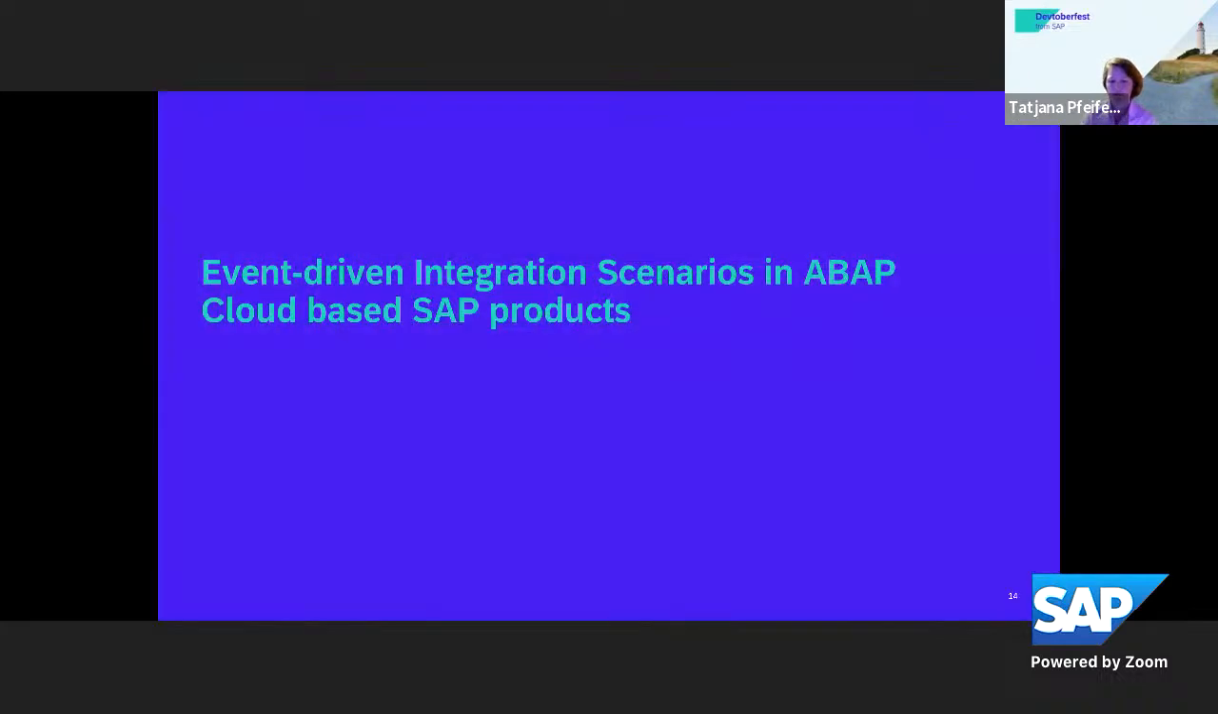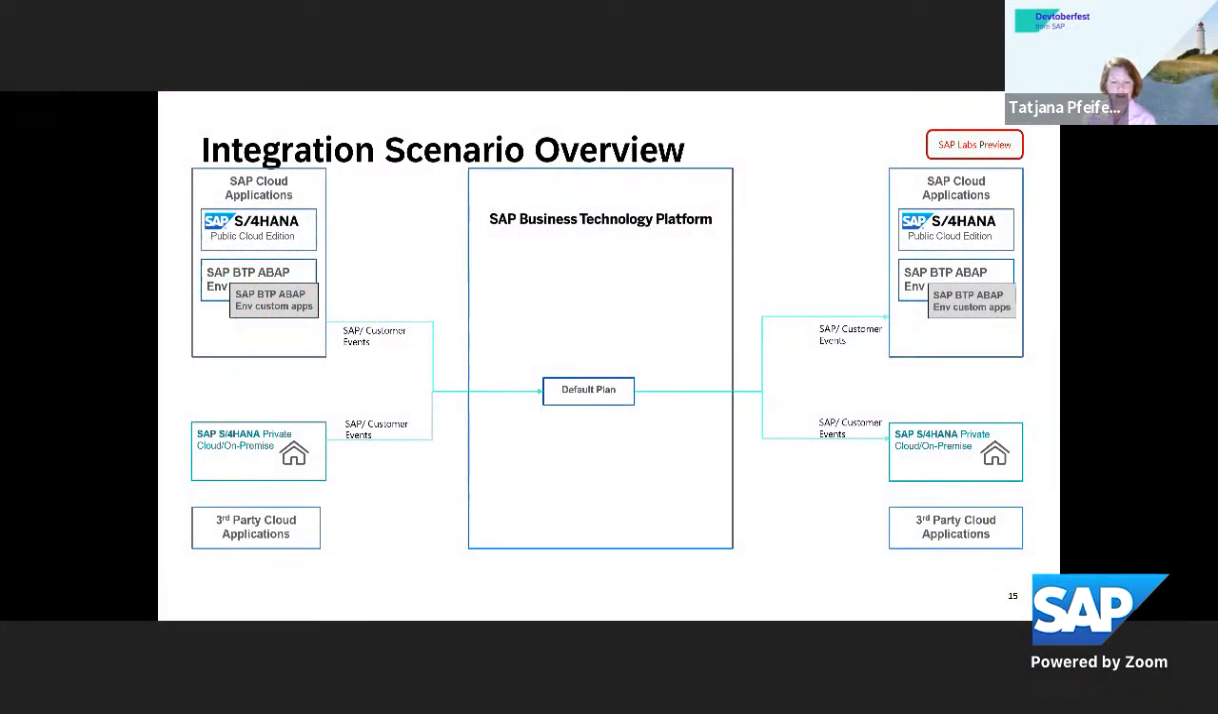Let's look at the integration scenarios that are possible with the capabilities of the enterprise event enablement in the ABAP Cloud. You might have already used the SAP Event Mesh default plan, which you see in the middle of the picture. This allows you to set up integrations between S/4HANA public cloud systems or applications developed on SAP BTP ABAP environment tenants to exchange SAP and customer events.